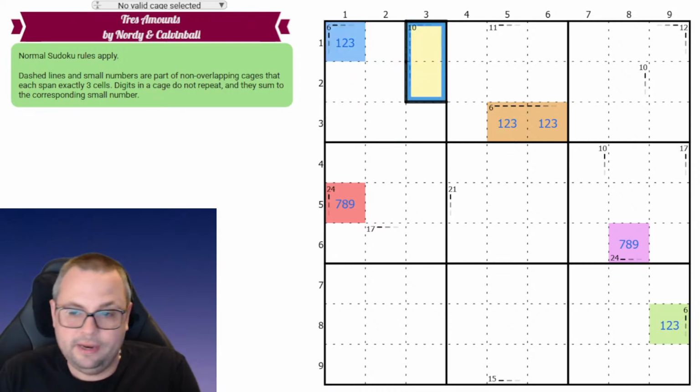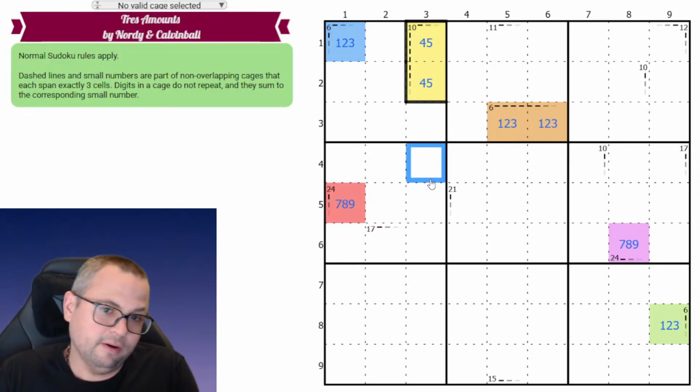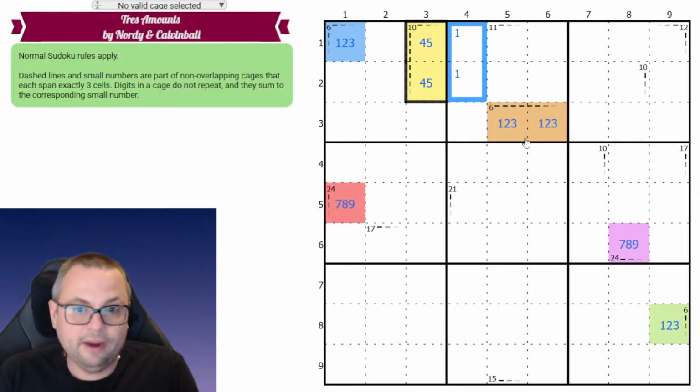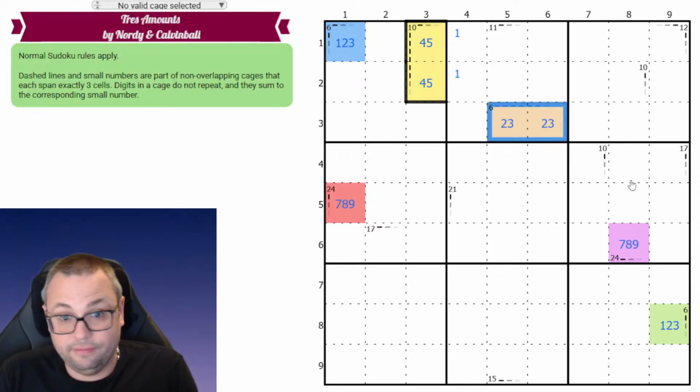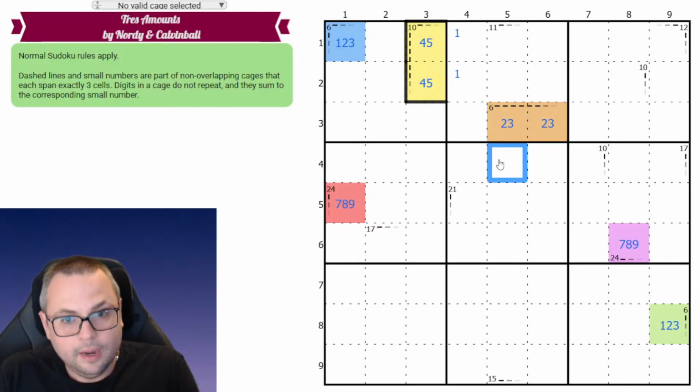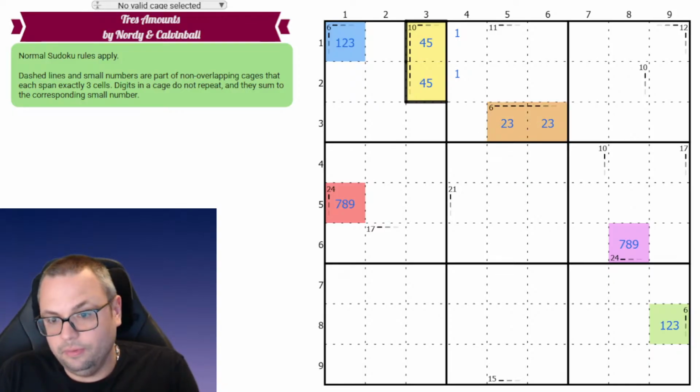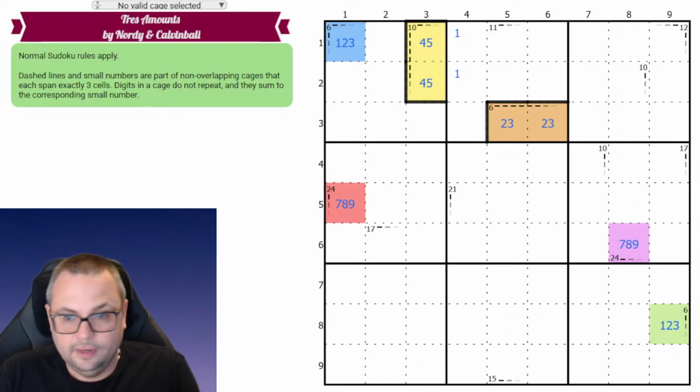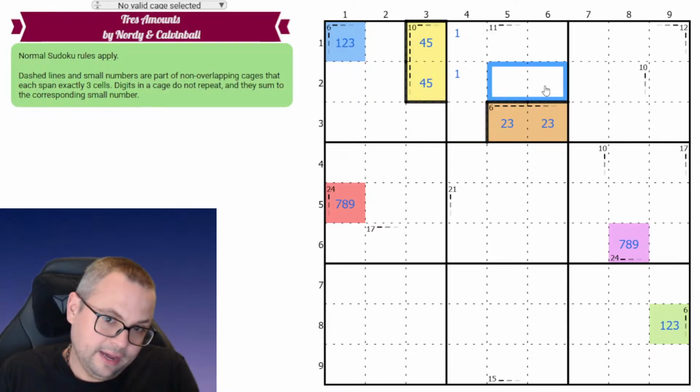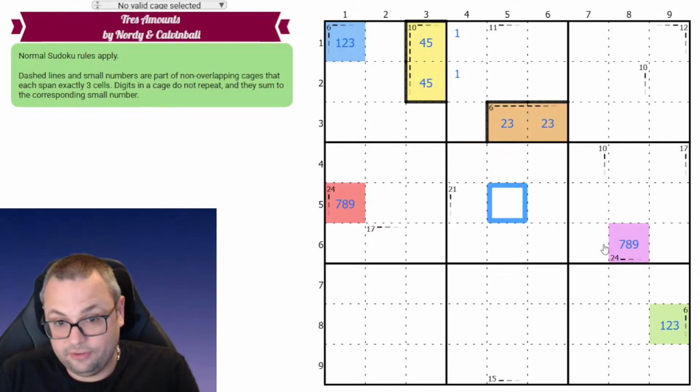The only thing I can put here is 4 and 5, because the 1, 2, and 3 are already spoken for. So in fact, one of those is a 1, which means neither of these is a 1. So these are a 2, 3, and then we've got the 1. So in particular, that cell and none of these cells are in the 6 cage either.